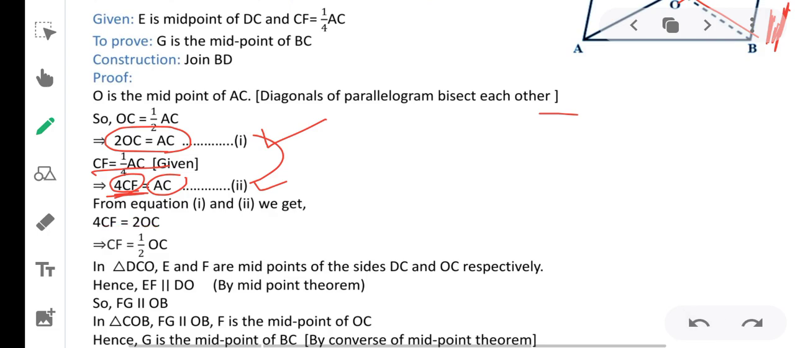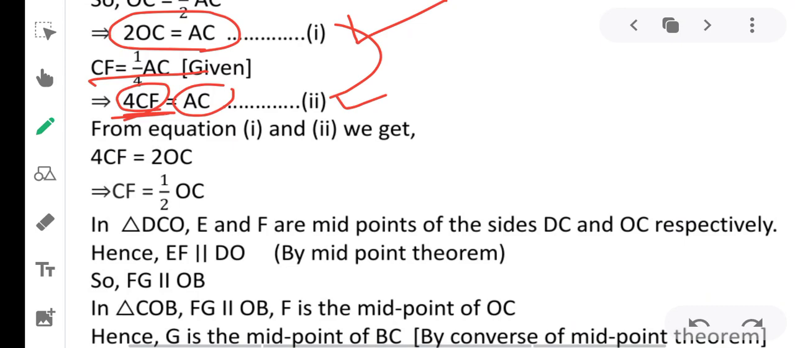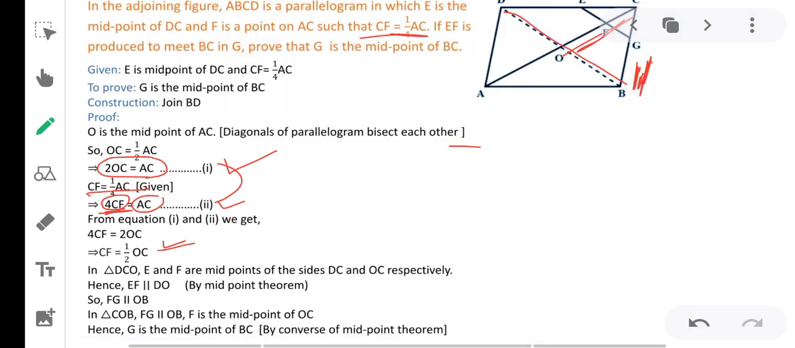Clear? Now 4 CF equal to 2 OC, then CF equal to 2 by 4, so 2 by 4 is 1 by 2, so CF equal to 1 by 2 OC. Clear? CF equal to 1 by 2 OC, that means F is the midpoint of OC. Clear?